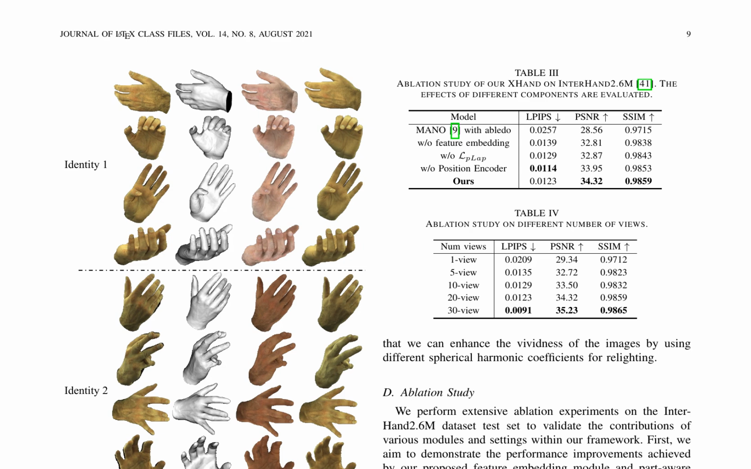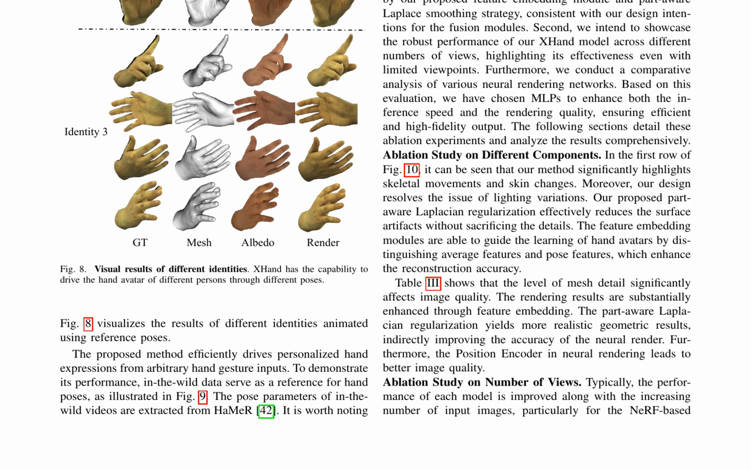The part-aware Laplace smoothing strategy yields more realistic geometric results, indirectly improving neural render accuracy. The position encoder in neural rendering leads to better image quality. An additional ablation study, presented in Table IV, investigates the effect of the number of input views on the XHand model's performance. The results show that the model's performance improves with an increasing number of input images, achieving optimal performance with 30 views. This is reflected in a decrease in LPIPS and increases in PSNR and SSIM.